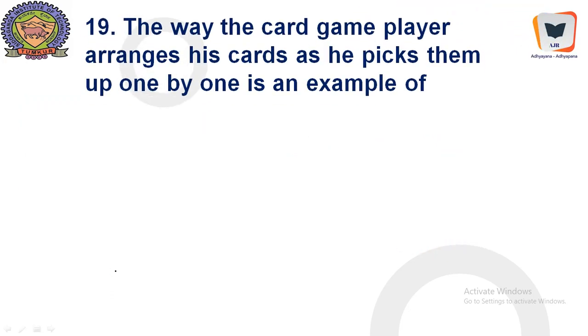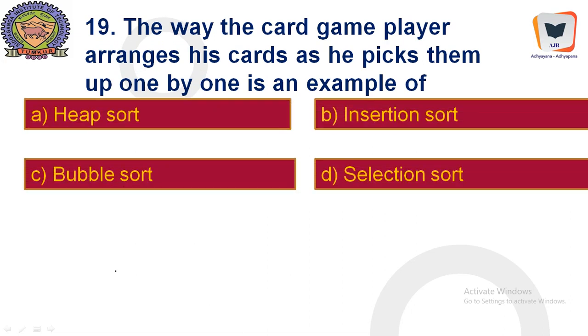The way the card game player arranges his cards as he picks them up one by one is an example of insertion sort. Exactly. Of course, insertion sort simulates the play of cards. The person who is playing the cards picks up each card and always arranges it in a particular order. Therefore, insertion sort is a simulation of the play of cards.